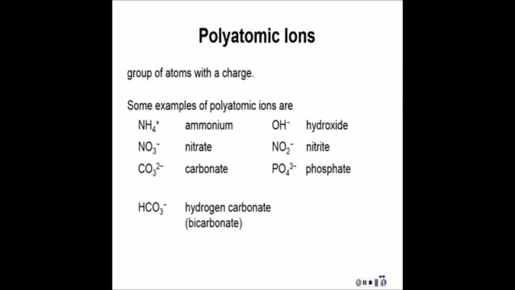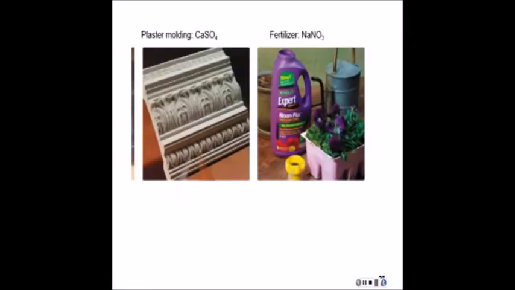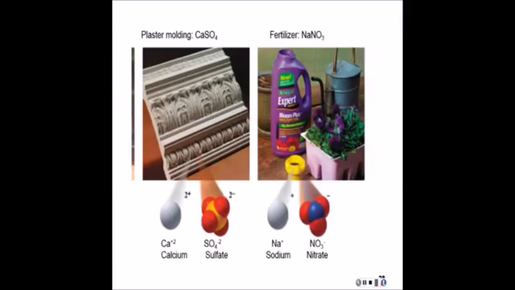Hydrogen carbonate, also called bicarbonate, like in baking soda. It contains 5 atoms, hydrogen, carbon, and 3 oxygen atoms, all acting as one unit, charge of -1. And here are some examples you might have at home, like plaster molding. Plaster is CaSO4, that Ca is calcium, and SO4 is a polyatomic ion called sulfate. So that's calcium sulfate. And here we have a bottle of a liquid fertilizer, which is really water with different compounds dissolved in it. And that contains sodium, and this is NO3 or nitrate, so that's sodium nitrate. And we can see down here at the bottom what these things are pictured to look like.